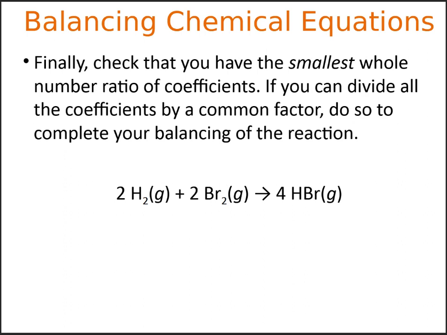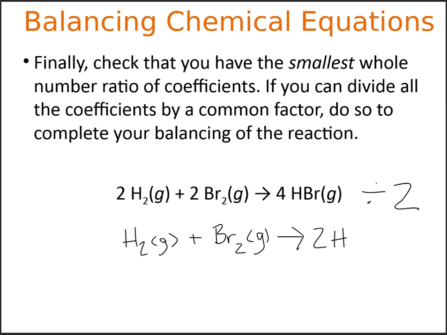The other check you want to do is make sure that you have the smallest whole number ratio. So 2, 2, and 4, you can actually divide by 2 and get smaller numbers. We want the lowest ratio. So if you divide everything by 2, and this will make more sense as we do examples, but don't forget these things. You need to know this for balancing equations.